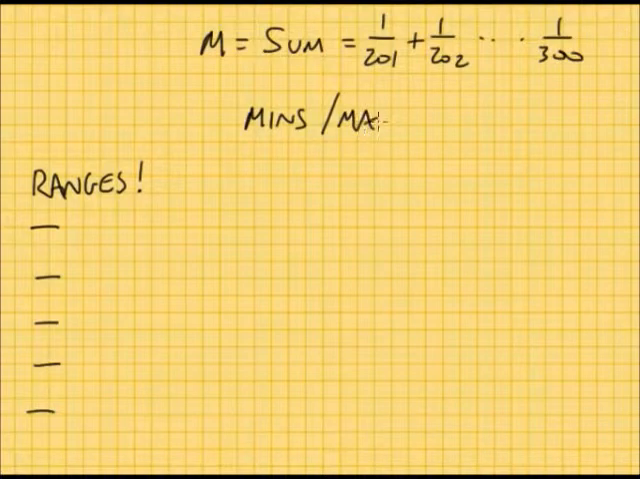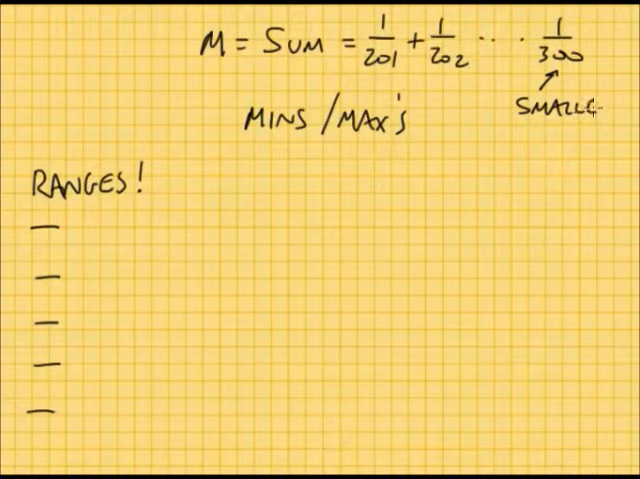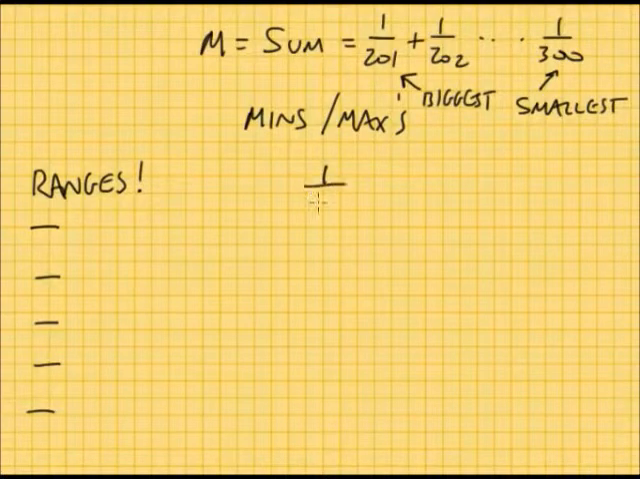Let's talk about minimums here for a second. Which of these fractions is the smallest fraction? And I hope you realize since 300 is the biggest denominator, that makes that fraction the smallest of all fractions. And it makes 1 over 201 the biggest of all these fractions. So let's talk about the smallest here for a second. I don't expect you to calculate this because the question doesn't expect you to calculate it. It's just a matter of what this means.